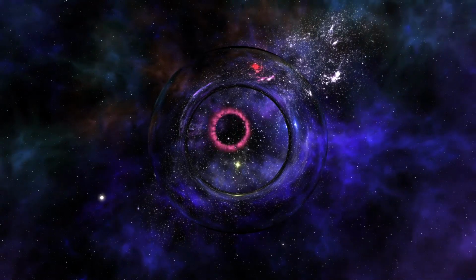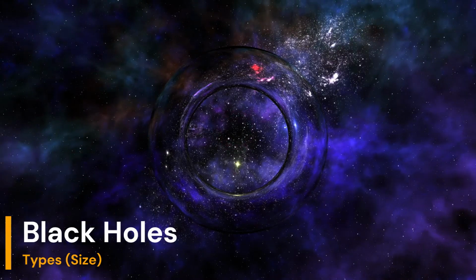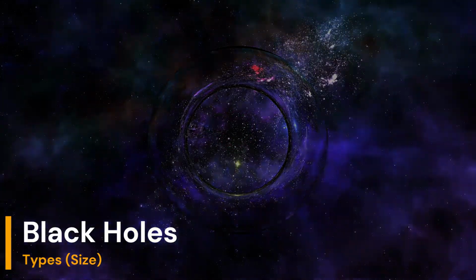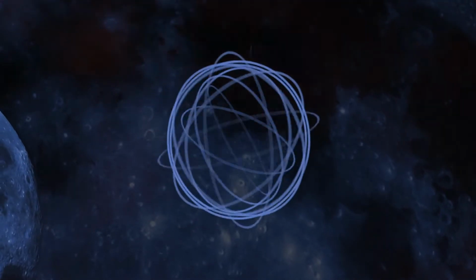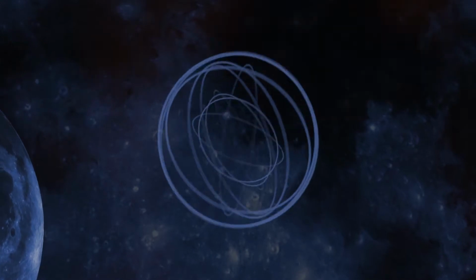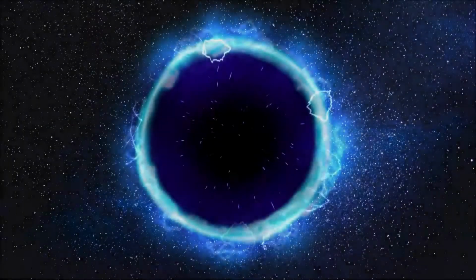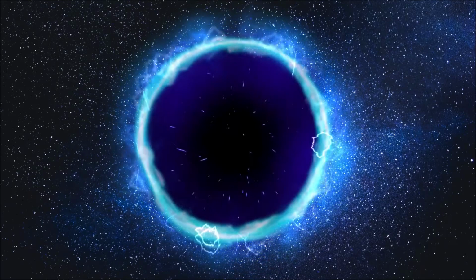Now the next big question: how big are black holes? Well, black holes can be big or small. Scientists think the smallest black holes are just as small as one atom. These black holes are very tiny but have the mass of a large mountain. Mass is just the amount of matter or stuff inside an object.